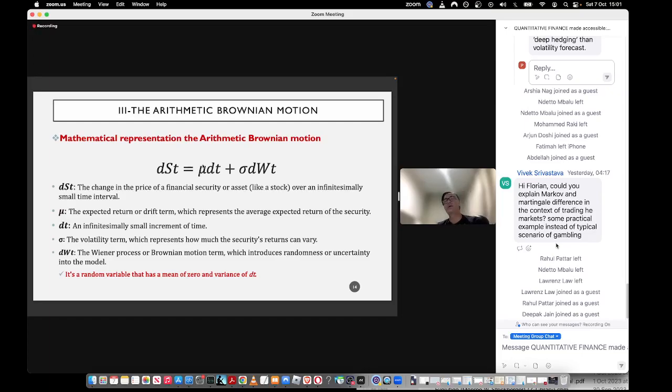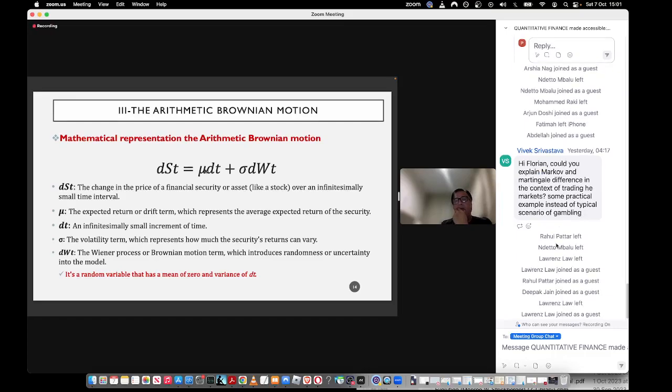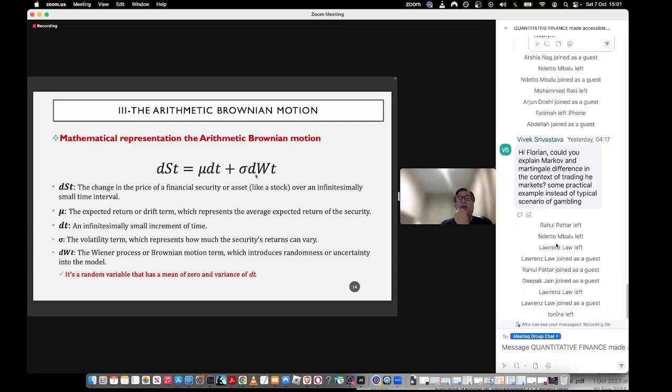Again, it's about the mu letter here. It reflects the expected return of, I don't know, stocks. So maybe 20%, 10%, or 15%. Here it's deterministic because it's constant, it's given. Volatility is also given. And here it's the Wiener process, or Brownian motion, which will introduce randomness, or uncertainty, into the model.